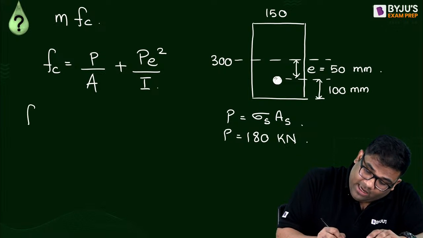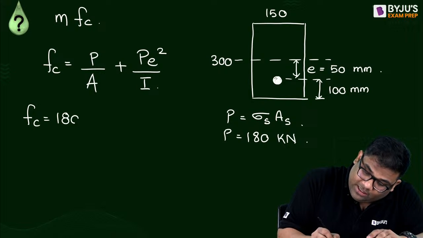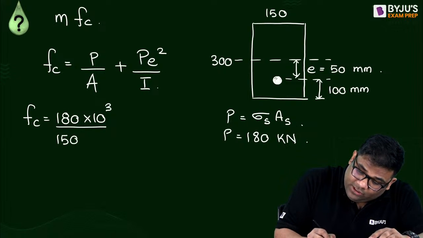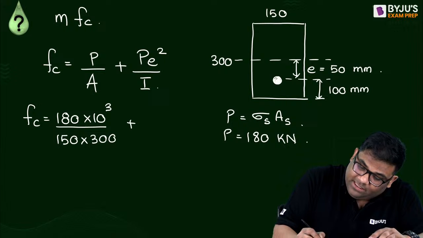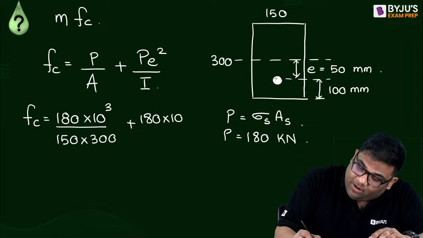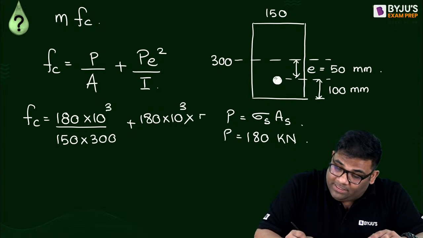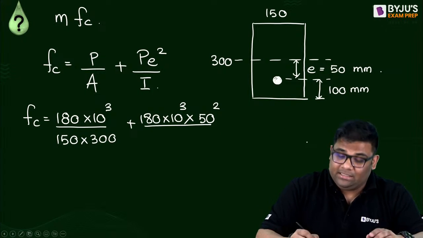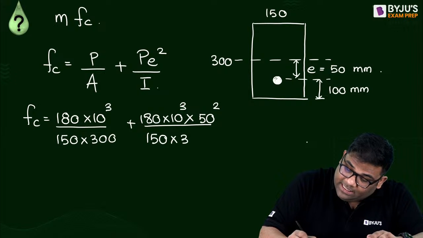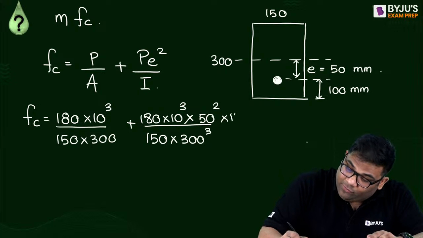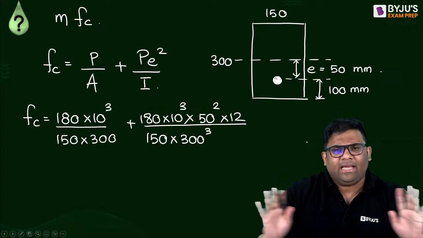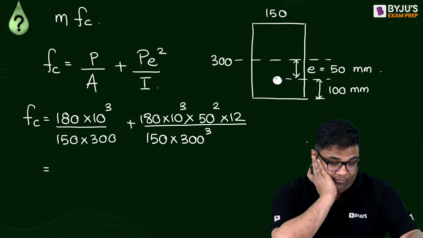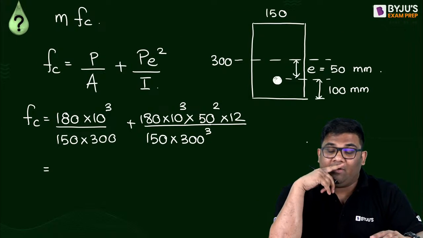Now I can easily find out Fc. Fc is 180 kilonewton, converted into Newton, 180 into 10 to the power 3, divided by the area of concrete, 150 into 300, plus P e square by I, that is 180 into 10 to the power 3 into 50 square divided by I, which is 150 into 300 cube, bd cube by 12. Same formula. So what is the value of Fc you are getting?